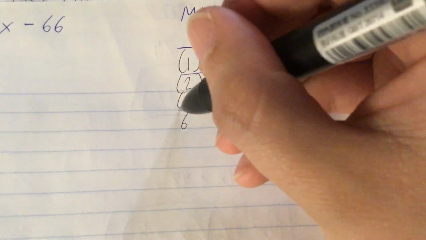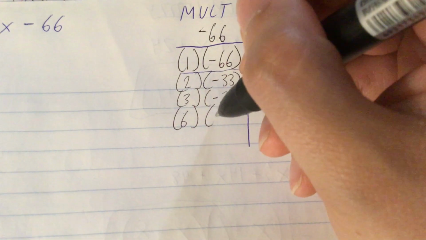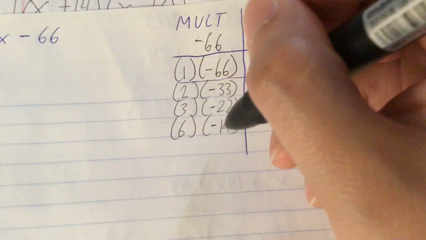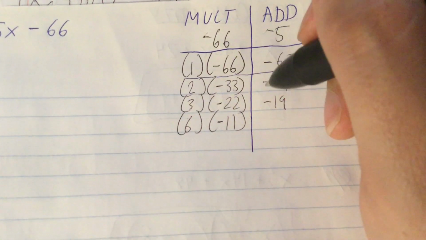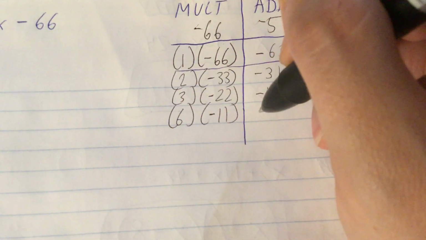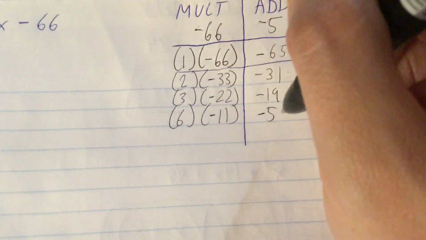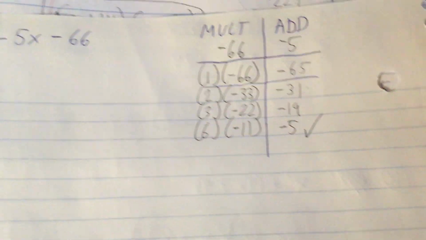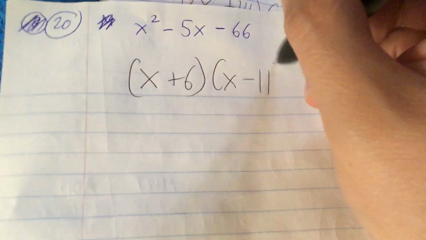And then finally, 6 will go into negative 66 times negative 11. 6 times negative 11 is negative 66. 6 plus negative 11 is negative 5. We have a winner. So that becomes x plus 6, x minus 11.